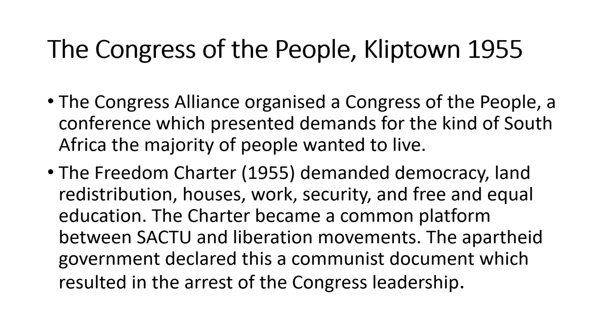So now the Congress of the People, Cliptown, 1955. The Congress Alliance organized a Congress of the People, a conference which presented the demands for the kind of South Africa the majority of people wanted to live in. The Freedom Charter demanded democracy, land redistribution, houses, work, security, free and equal education. The charter became a common platform between SACTU and liberation movements.